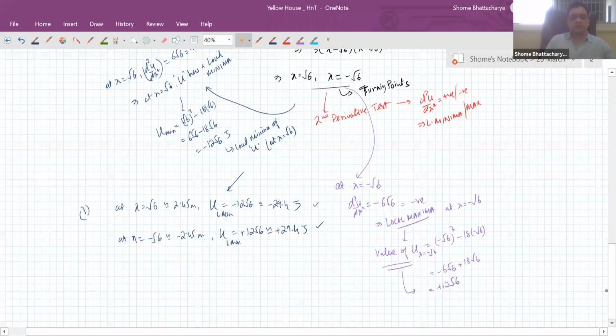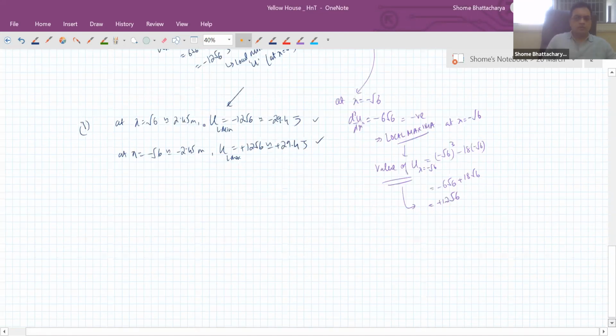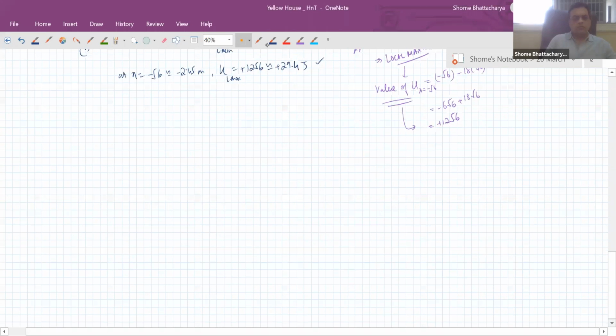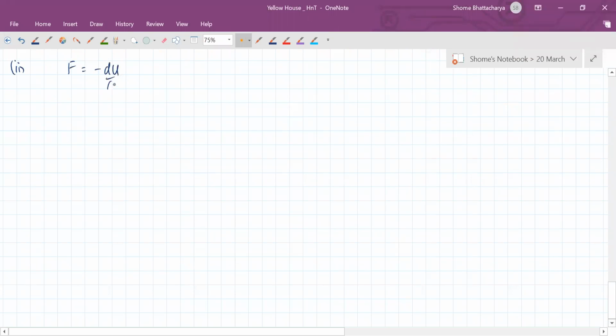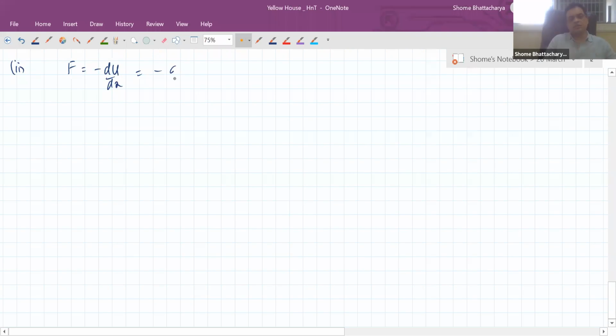Okay, now let's come to the second part. When you're doing the second part, it's also useful to understand what the force would be like. So that is minus du by dx. So it is minus of the gradient of x cube minus 18x. So this will become 18 minus 3x square.